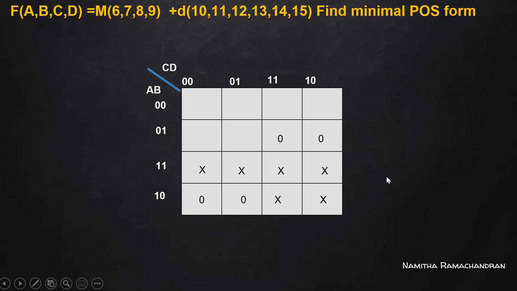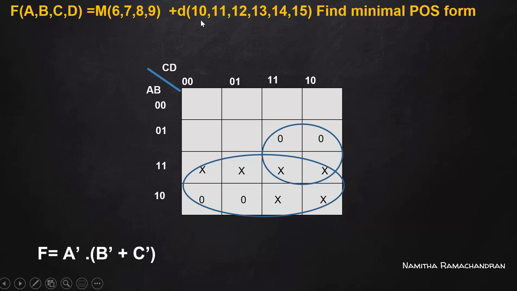Now try to make the maximum lengthier groups here. For making lengthier groups, we can consider don't cares. So for making a group for these two zeros, we can consider all these don't cares together and form a lengthier group like this. And for making a group of these two zeros, we can consider these two don't cares and make a group like this. Okay, so the simplified form for this POS form, the minimal POS form, is like this.